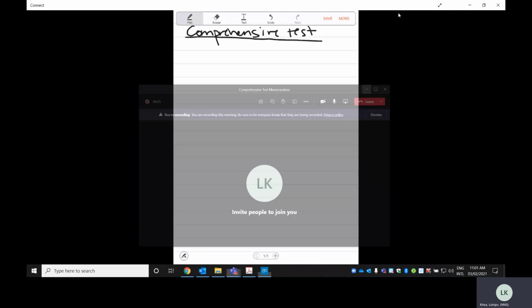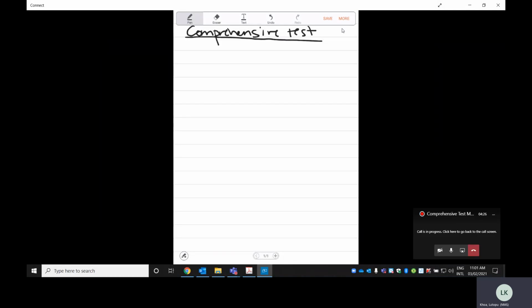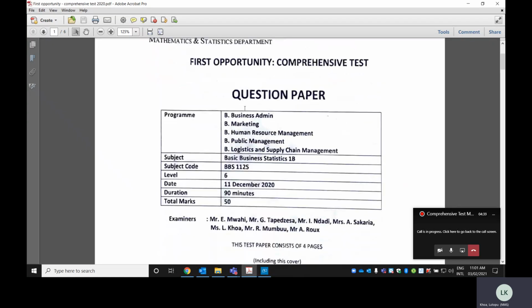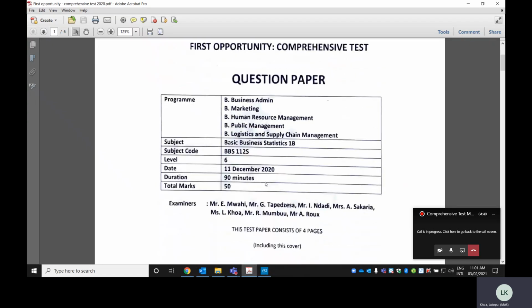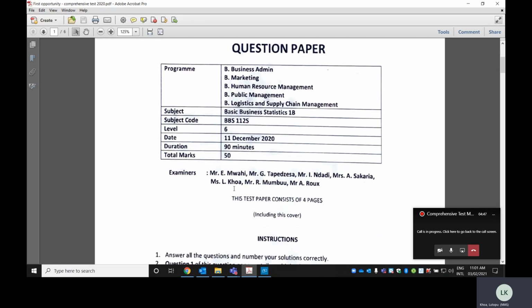Good morning. So today what we are going to do is go over the comprehensive test. You will see that it wasn't a very difficult test. It was pretty simple, nothing too challenging. This was a 90-minute paper, just like all the other tests you have written before. It was out of 50 marks as usual.